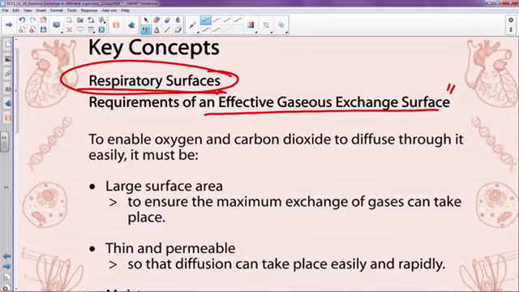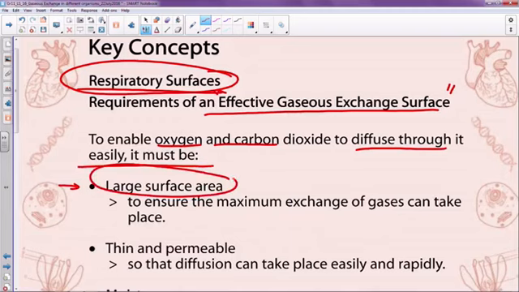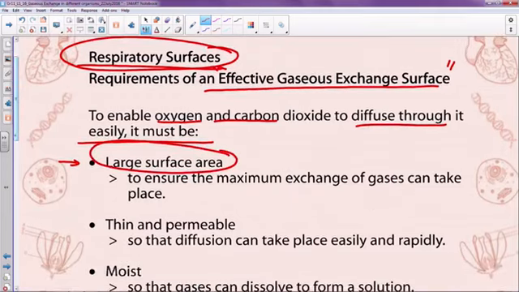So to enable oxygen and carbon dioxide to diffuse through it, it must be one of the following. One is that it needs to have a large surface area. And the simple reason for this is that it will ensure that the maximum exchange of gases takes place.